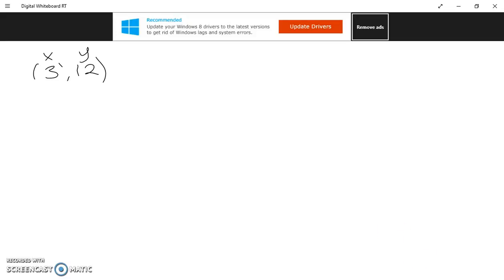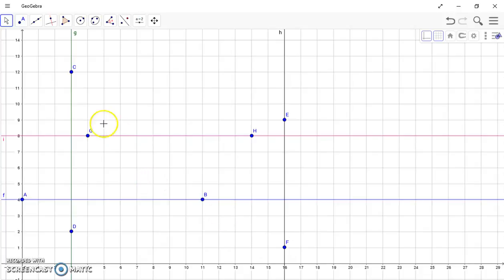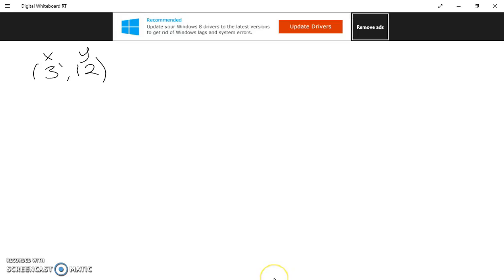All right, now if we go back to our graph, let's take a look at point D. Point D is going to be over 3 up 2. Okay, so that means that we go over 3 up 2. So in this case, we look and we see that both of our x's are going to be the same. So in this case, our equation is going to be x equals 3. And this is a vertical line.